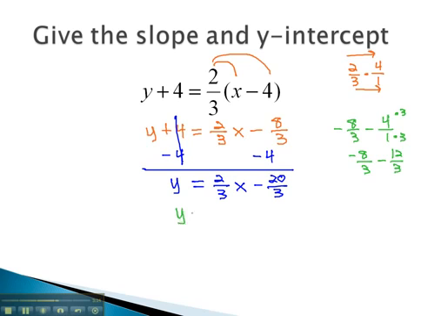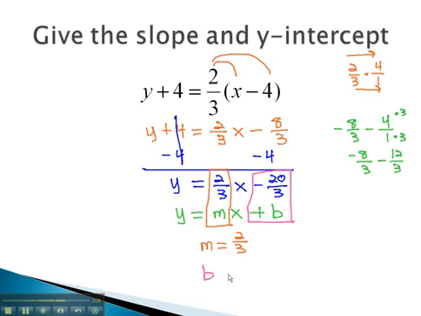The slope-intercept equation, y equals mx plus b, now makes it easy to identify these key pieces of information. M, the slope, is the 2/3 multiplied by the x. B, the y-intercept, is found added or subtracted from the end. The y-intercept here is negative 20/3. We now have the key pieces of information, slope and y-intercept, of the original graph y plus 4 equals 2/3 times x minus 4.